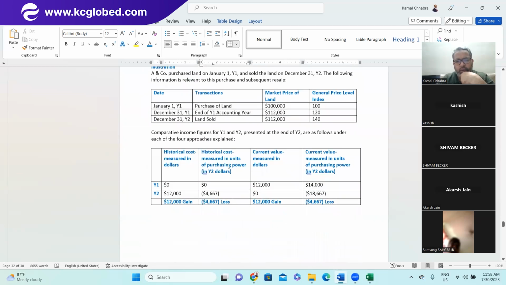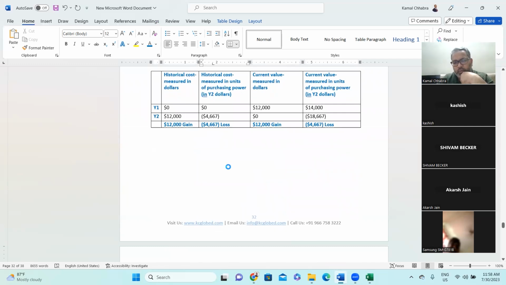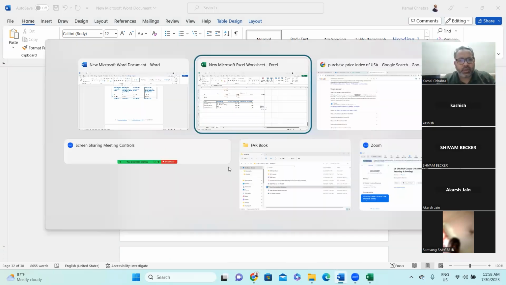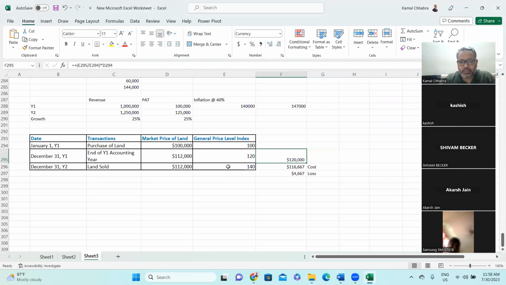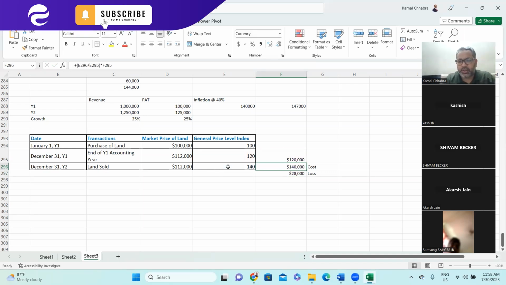So ideally it has to go to 120 at year 1 and then it has to further go to 140 at year 2, and then the difference should be the loss. You're right. So here it should be this 120, and then from 120 it has to be plus this divided by this multiplied by 120. Ideally, yes, it should be 28,000. Yeah, just update this.